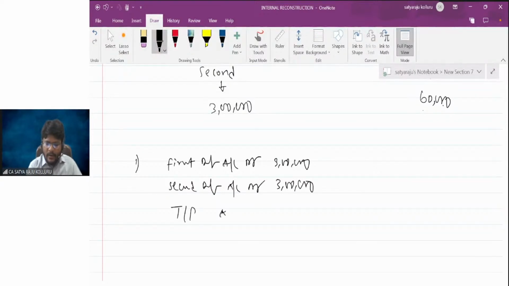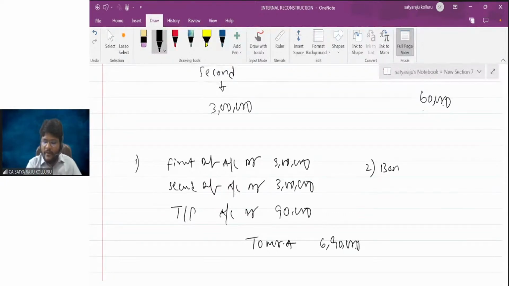Trade payable account debit, 90,000 to Mr. A, total 6 lakhs 90,000. After that, A introduced cash of 30,000. So bank account debit to Mr. A account. Now if you observe Mr. A, how much balance is it showing in our books? 6 lakhs 90 plus 30, which is equal to 7 lakh 20,000.